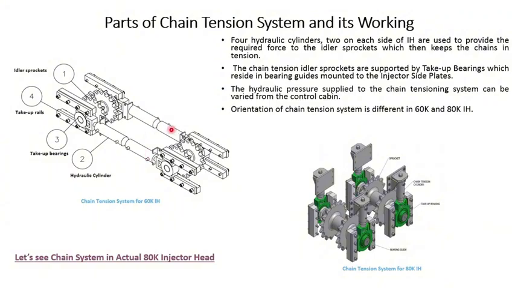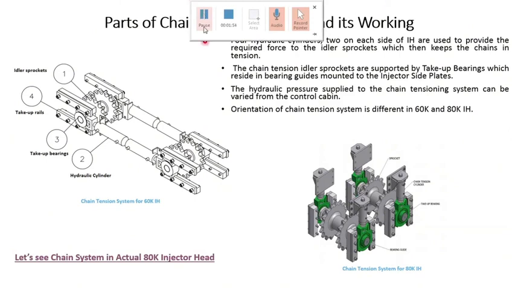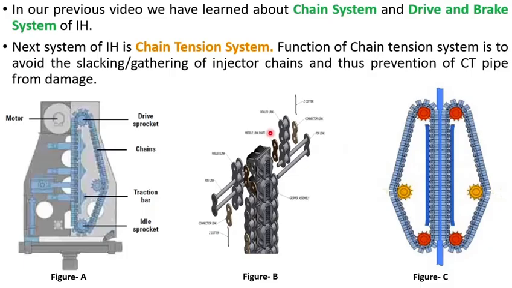Two sets of hydraulic cylinders on each side of the injector head provide the required hydraulic force to these sprockets and thus keep these sprockets in tension, and then ultimately these sprockets keep the chain in tension. We can also see this from this diagram that the hydraulic cylinders are used to push this sprocket, and thus this sprocket pushes this chain and then keeps it in a straight position or in a tight position.